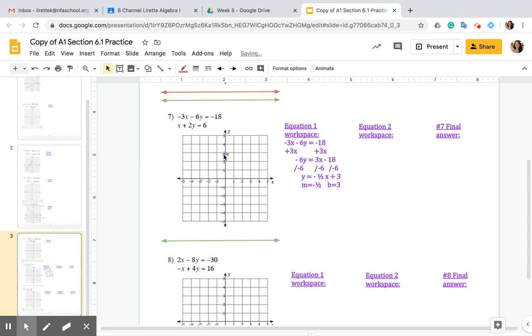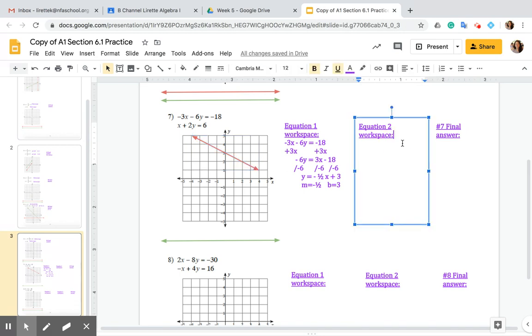So I can either go up 1 and left 2, up 1 and left 2, see how my line's falling? Or I could go back to the original and go down 1 and right 2, down 1, right 2. And again, you want to do that for as many points as possible. We want to maximize the amount of space because we don't know where that point of intersection is going to be.